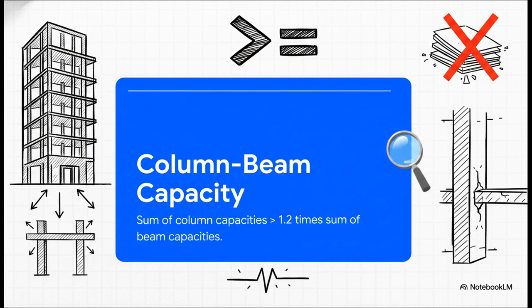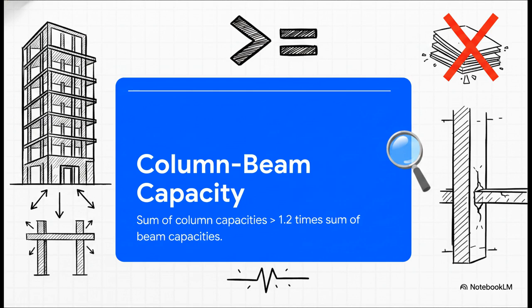So this introduces the column beam moment capacity ratio. You guys know this concept. It's a strict engineering requirement that ensures the sum of the column end moment capacities is strictly greater than 1.2 times the sum of the beam end moment capacities at every single frame junction.